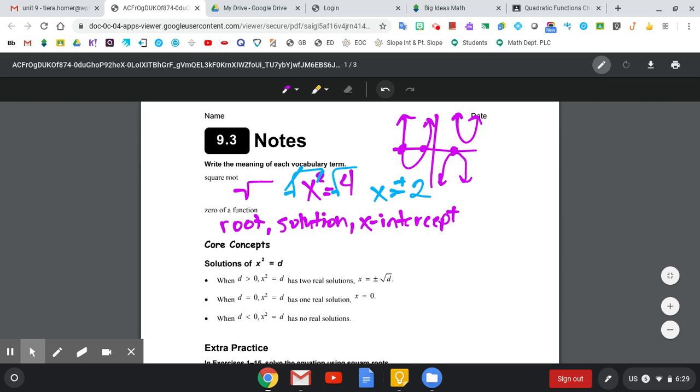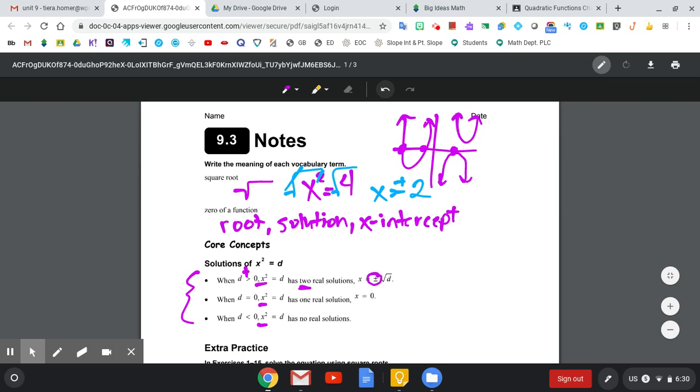Okay, this next section down here, it's just telling you when you're going to have no solution, one solution, or two solutions. Okay, so you have to get the x squared by itself. Notice it's like that on all three examples. But if your d is greater than 0, which numbers greater than 0 are going to be positive numbers, right? So if your x squared is equal to a positive number, you're going to have two solutions. You're going to have that positive and that negative.